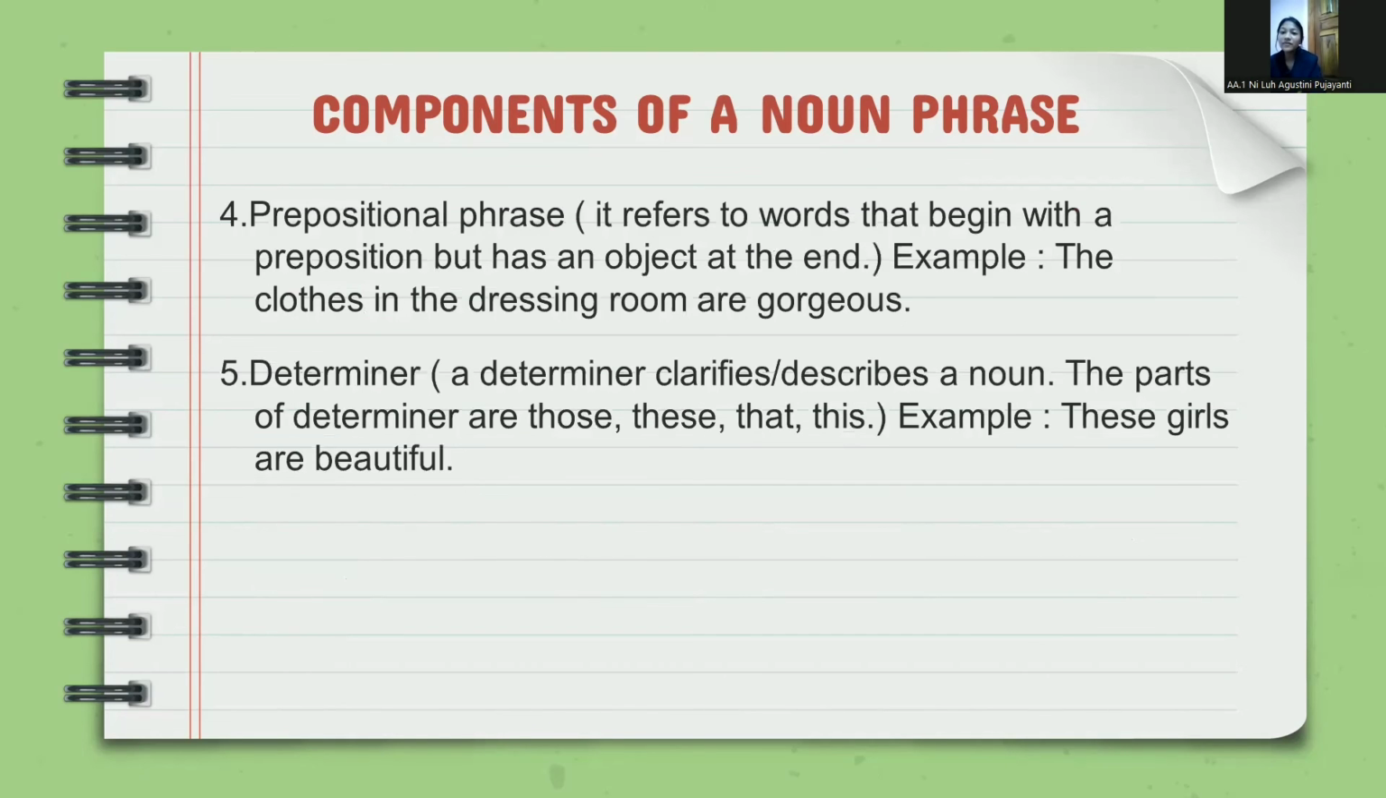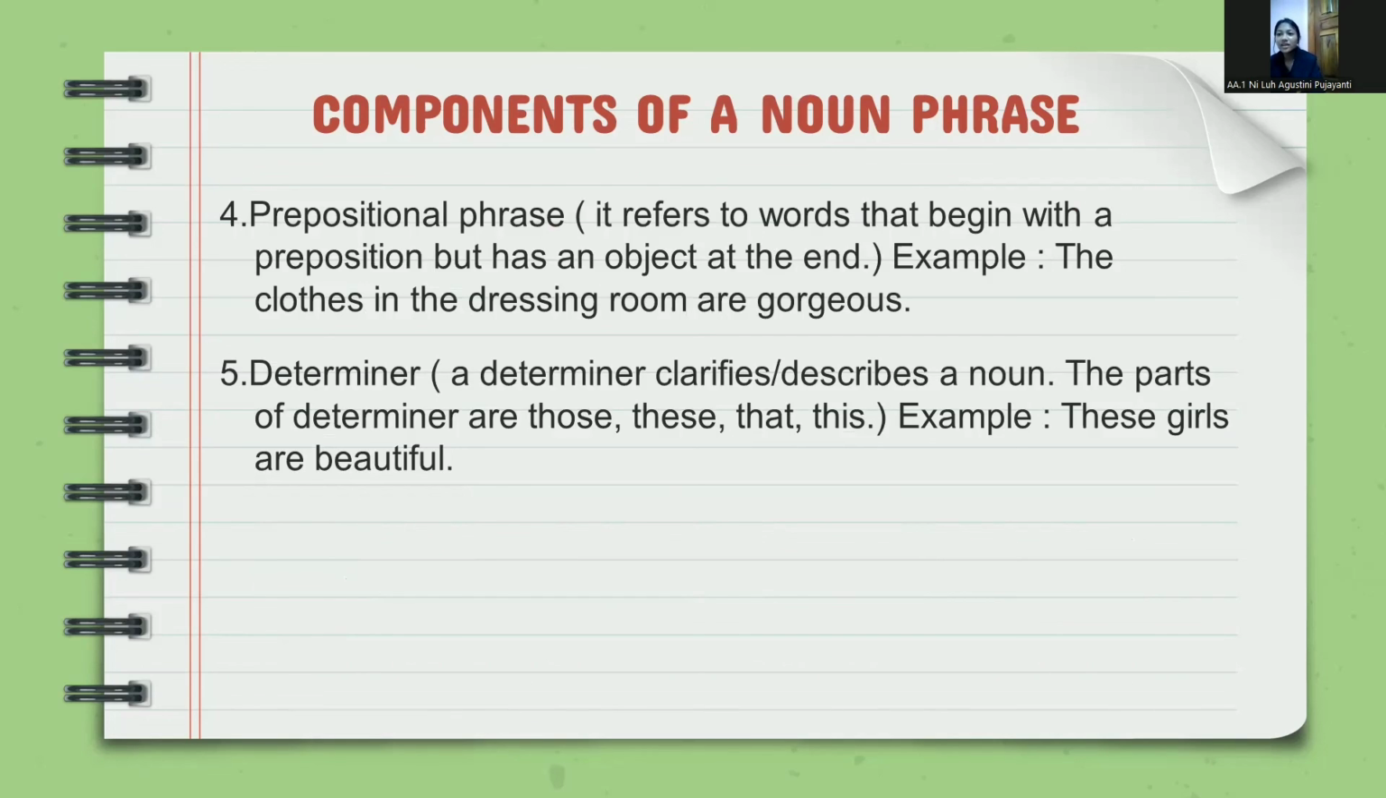Next, prepositional phrase. It refers to words that begin with a preposition and have an object at the end. For example, the clothes in the dressing room are gorgeous. The prepositional phrase in the sentence is in the dressing room. It gives details about the location of the clothes and also modifies clothes.